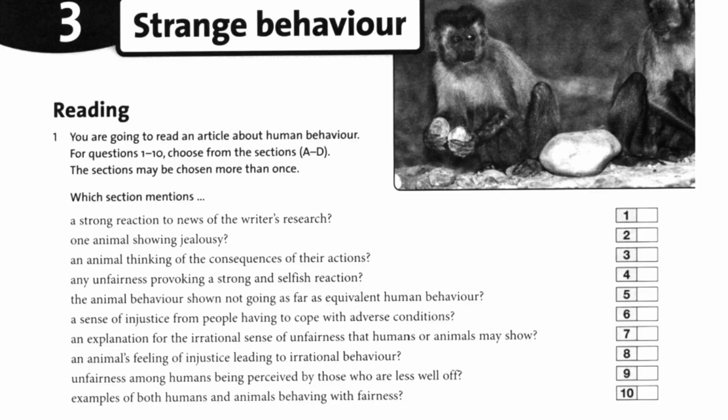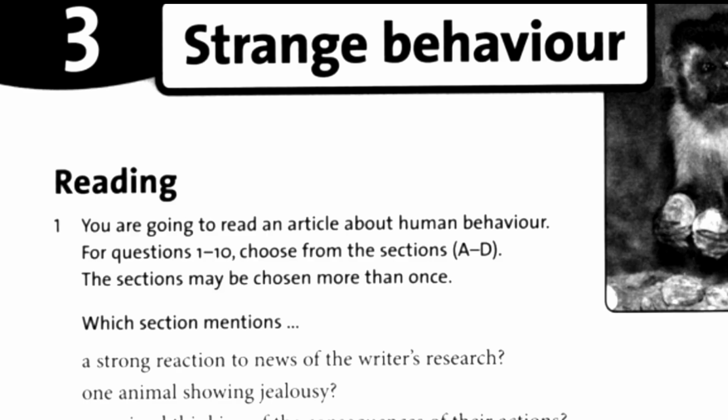Let's go. Okay, so here we are on pages 12 and 13 of the Objective Proficiency Workbook, and you can see this exercise. It says, strange behaviour. You're going to read an article about human behaviour. For questions 1 to 10, choose from sections A to D. The sections may be chosen more than once, obviously.